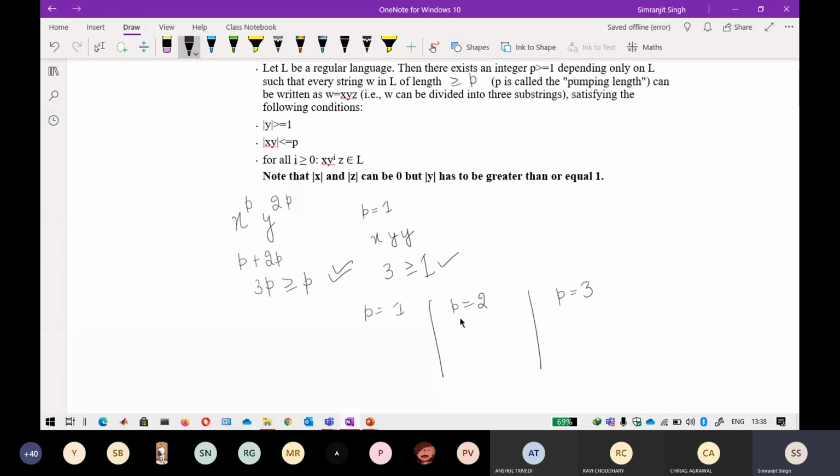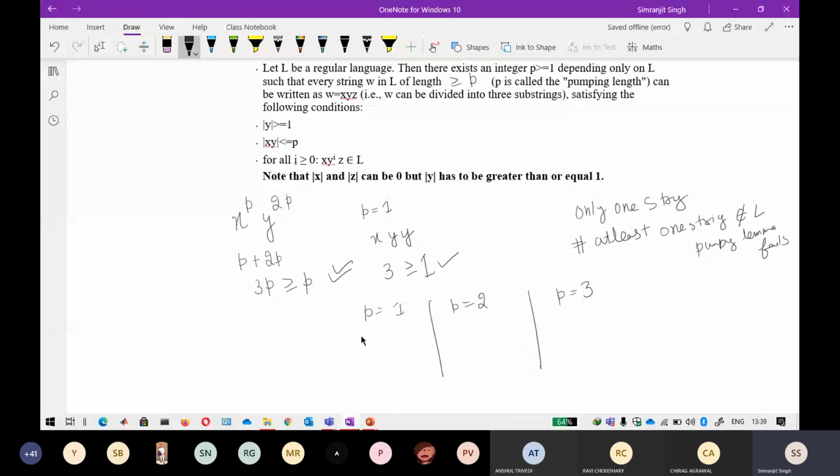Check for 2 or 3 strings. If you are able to find at least one string that does not belong to the language, you can directly say that pumping lemma fails. Keep that in mind. If at least one string generated by pumping lemma does not belong to the language, there is no need to check further: pumping lemma fails and this language is not regular. This is the only thing.